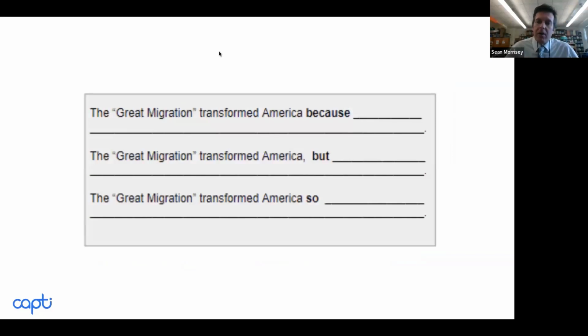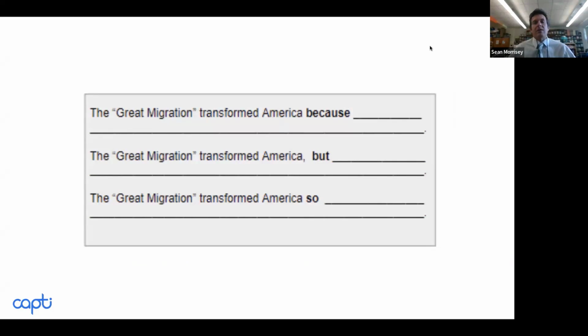If people are familiar with The Writing Revolution book, they do a lot of work with conjunctions. It's a great book. If you haven't read that one, it's a must read. The Writing Revolution. So because, but, so sentence stems are great.